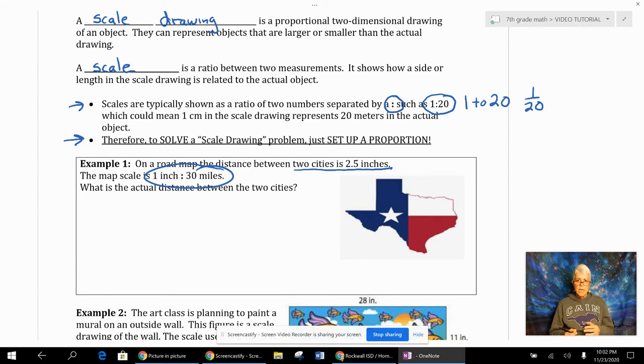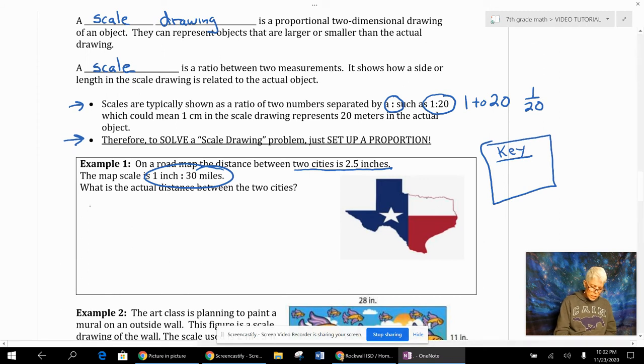Sometimes they'll give you a key. A key will just be like a little side box, and it'll say key. And it will tell you the dimension switch, or the original ratio. And in this case, it's inches to miles.